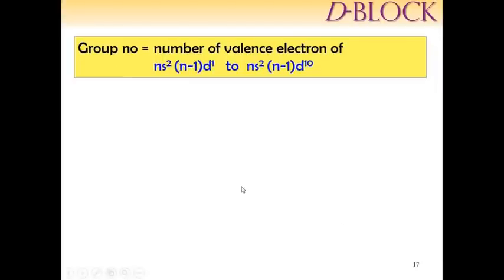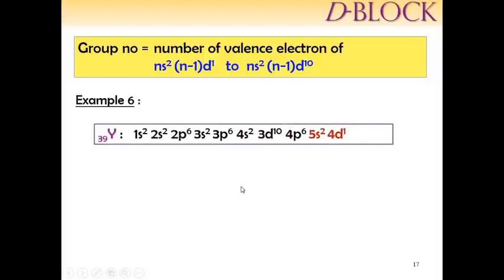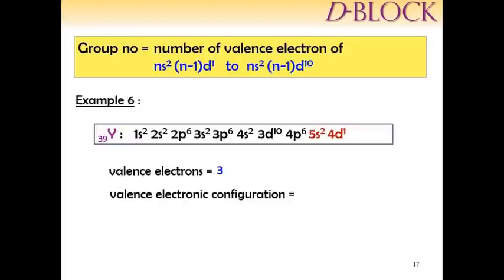Let's look at example 6 for an element, which the speaker calls lithium. The electronic configuration is 1s2, 2s2, 2p6, 3s2, 3p6, 4s2, 3d10, 4p6, 5s2, and 4d1. 5s2 and 4d1 is the valence electronic configuration for this element. The valence electrons are 3. The valence electronic configuration is 5s2 and 4d1. So this element is from group 3.